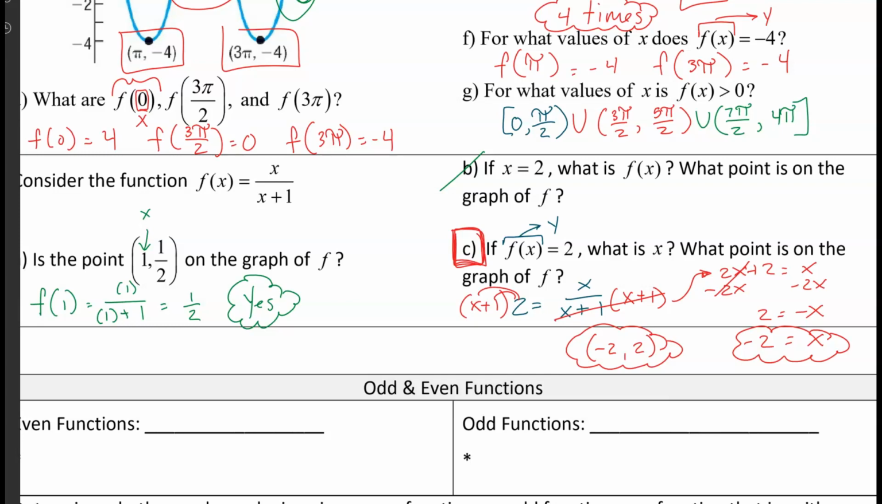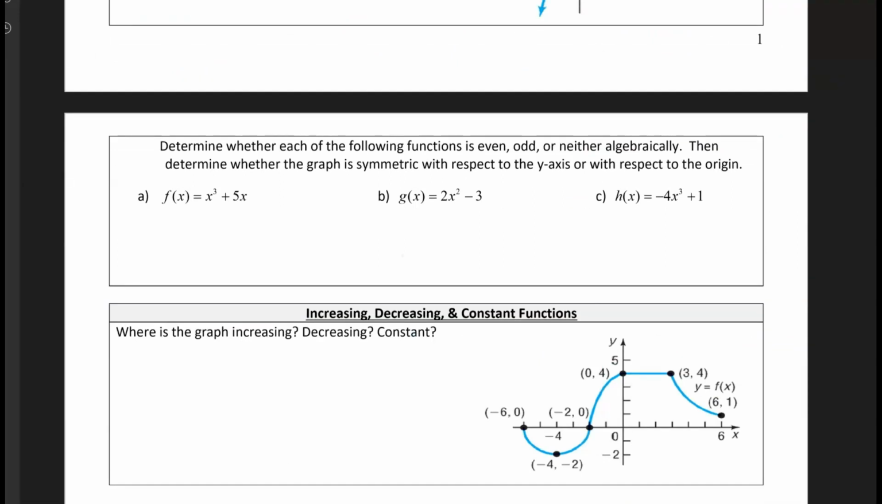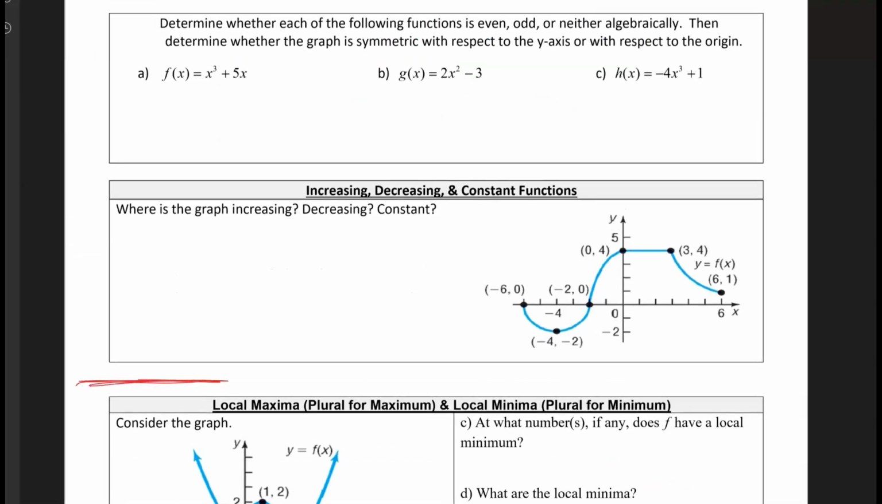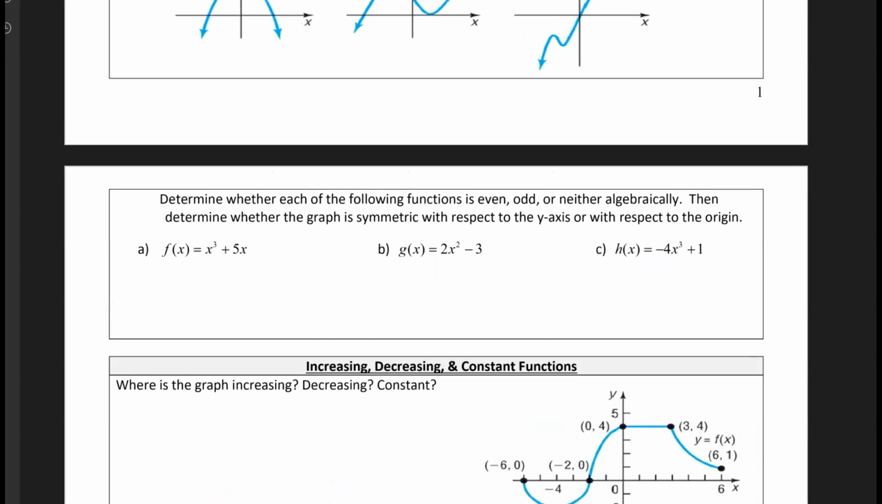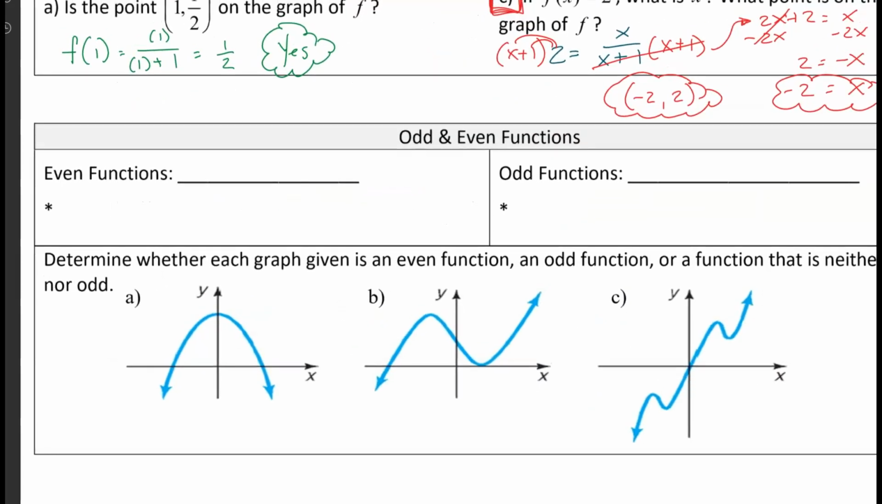All right. So now on to even, which I probably should have said beforehand. We're not going to finish these notes today. We're going to hopefully get to right there. So we're going to go over even and odd, then increasing, decreasing. Now I know you touched on even and odd a little bit in Algebra 2, but we're going to do much more with it this year.